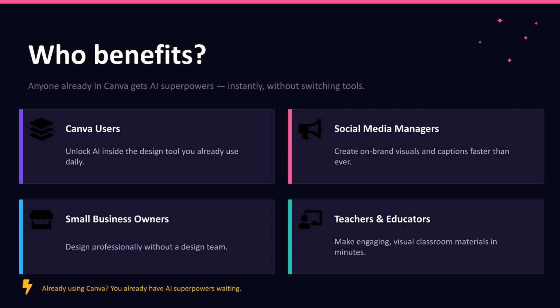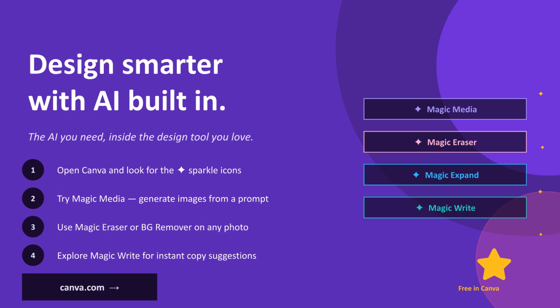Who benefits? Canva users can unlock AI power daily. Social media managers can create visuals and captions faster. Small business owners can design professionally without a design team. Teachers and educators can make engaging visual classroom materials in minutes. If you're already using Canva, AI superpowers are waiting for you. Design smarter with AI built in.